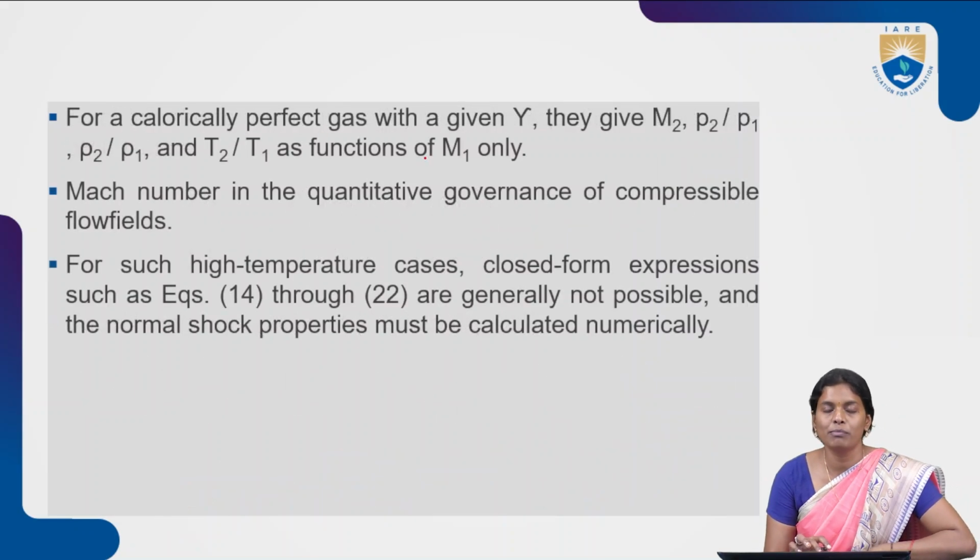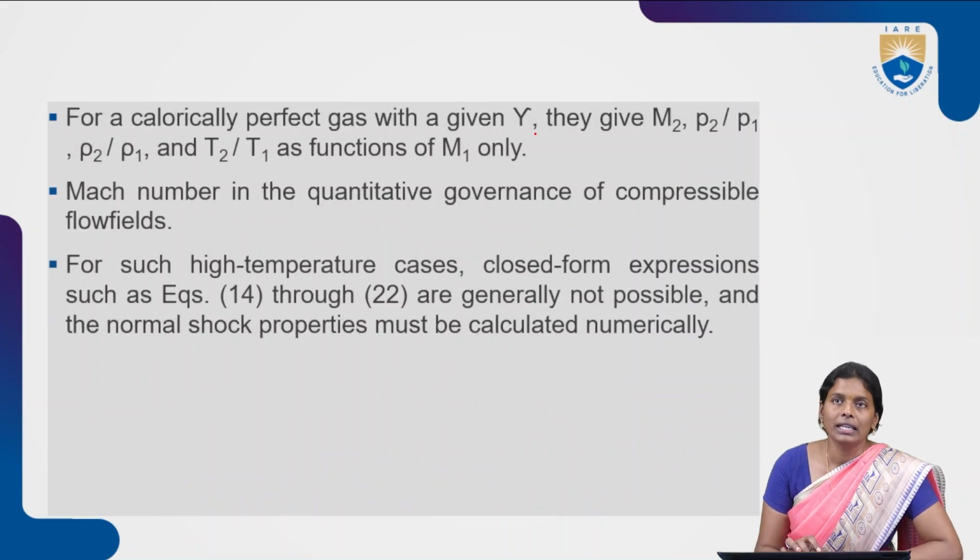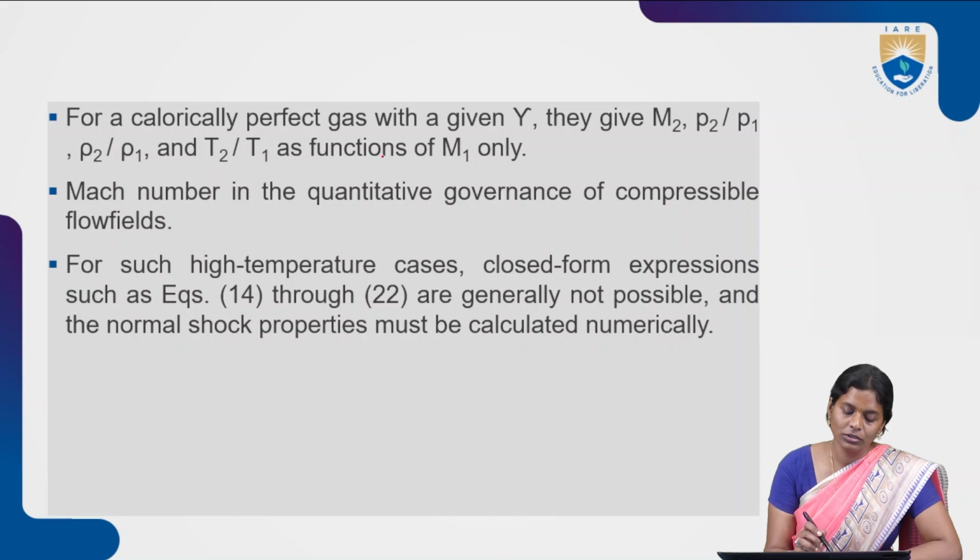So for a calorically perfect gas with a given gamma value, we will be getting M2, P2 by P1, rho 2 by rho 1, T2 by T1. So these all are functions of M1. So Mach number is a quantitative governing parameter for compressible flow. For such high temperature cases, a closed form of expression from equations 14 through 22 is generally not possible, and normal shock wave properties will be calculated numerically.